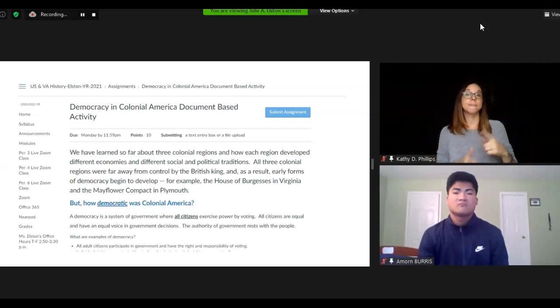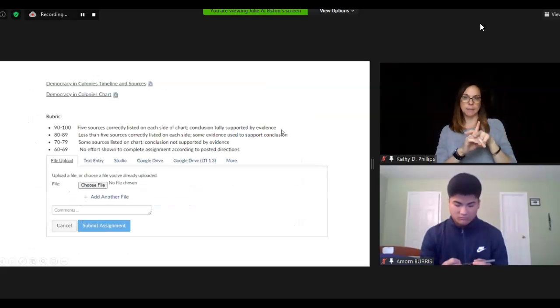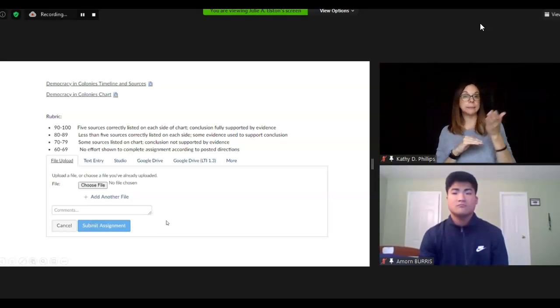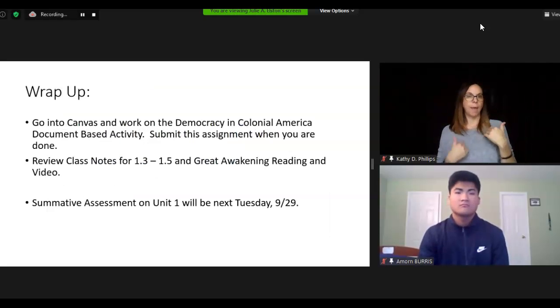Then once you have your chart filled out and you're ready to submit the assignment, you just click on the blue Submit Assignment button there, and then scroll down to the bottom of your page. I have a rubric in here just to remind you of how to earn all the possible points. Make sure you've got your chart filled out completely. And then choose your file from wherever you saved it and click Submit. And that will magically send it to me in Canvas, and I will have it to be able to grade.